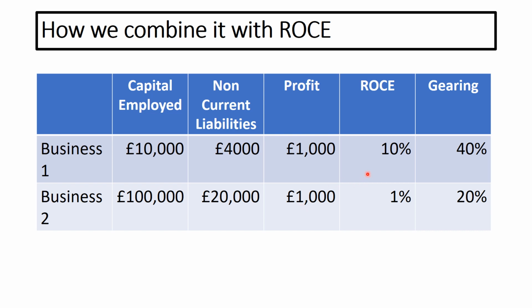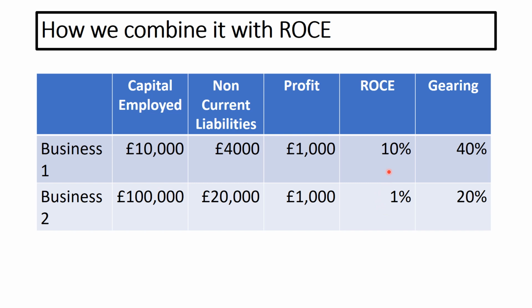So if we work out our return on capital employed, I take my profit, I divide it by my capital employed, I times it by 100, I have 10%. So for every pound employed in the business, it generates 10p. That's okay. If we look at the second business, we take our £1,000, we divide it by £100,000, we times it by 100. My return on capital employed is 1%. Every pound involved in making profit generates 1p of profit. Not quite as good as the first one, but we're going to look at the gearing.